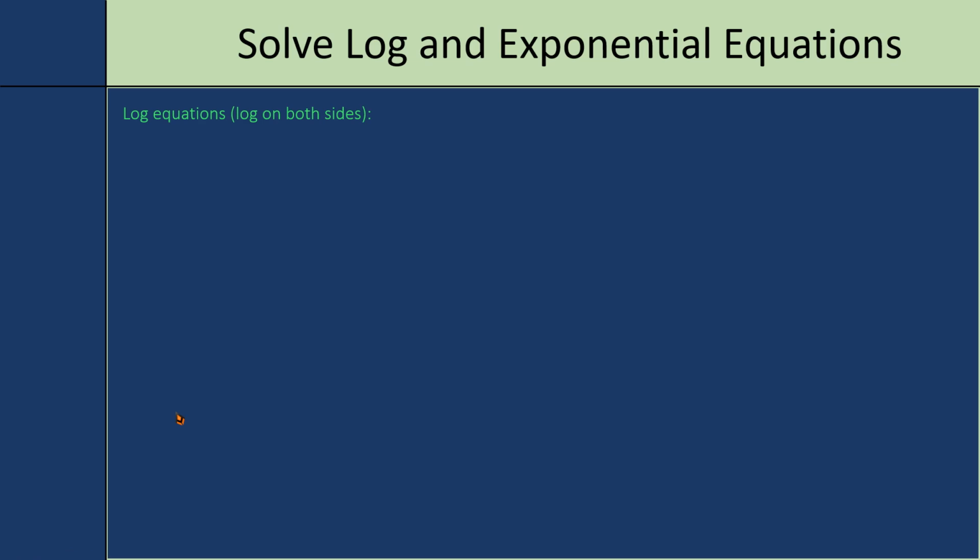Now, if you have log on both sides, you solve it slightly differently. Something like this. You still have to do the domain. So look at the argument here. X has to be larger than 0. And there's no x here, so you don't have to worry. X has to be larger than 0.